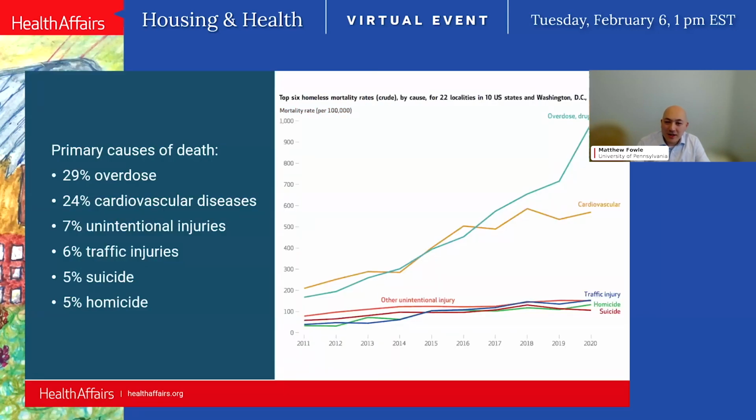What's driving this rise in mortality? Drug and alcohol overdose, cardiovascular disease, unintentional injuries, traffic injuries, suicide, and homicide are the 6 primary causes of death.